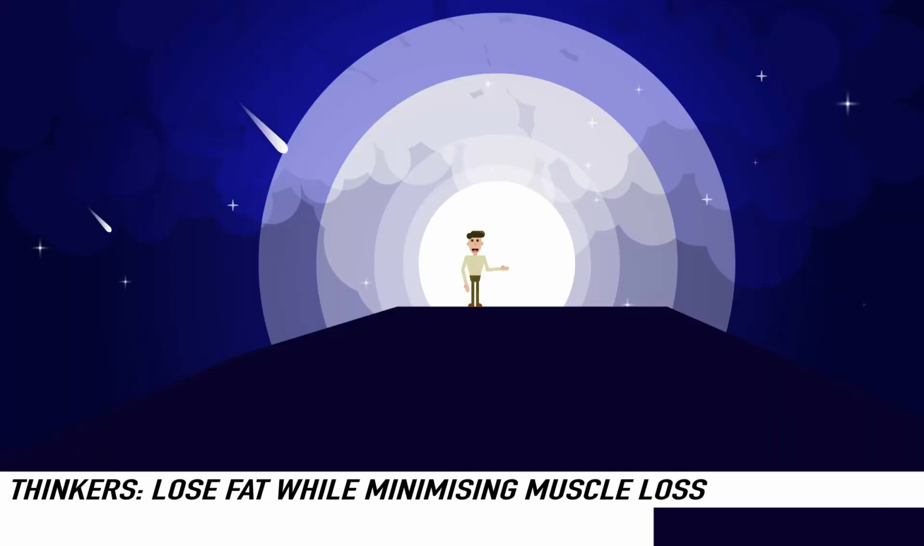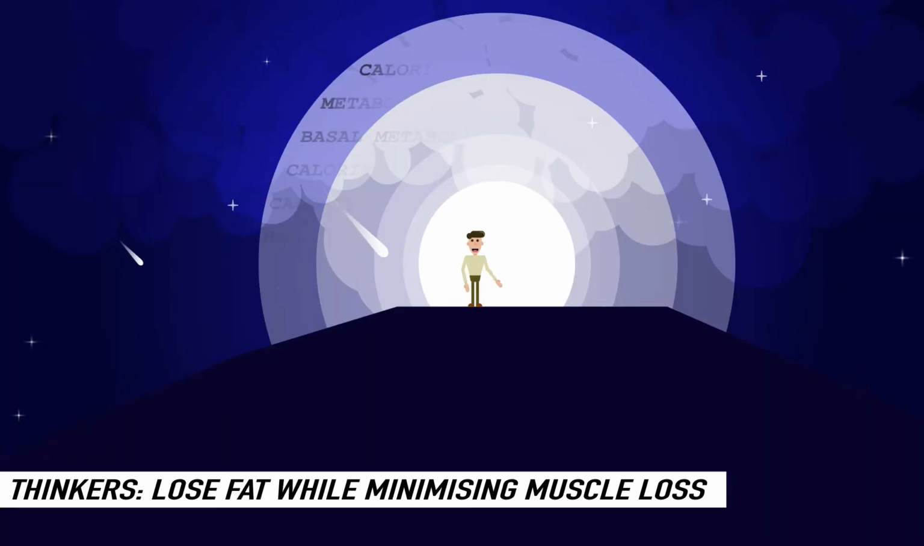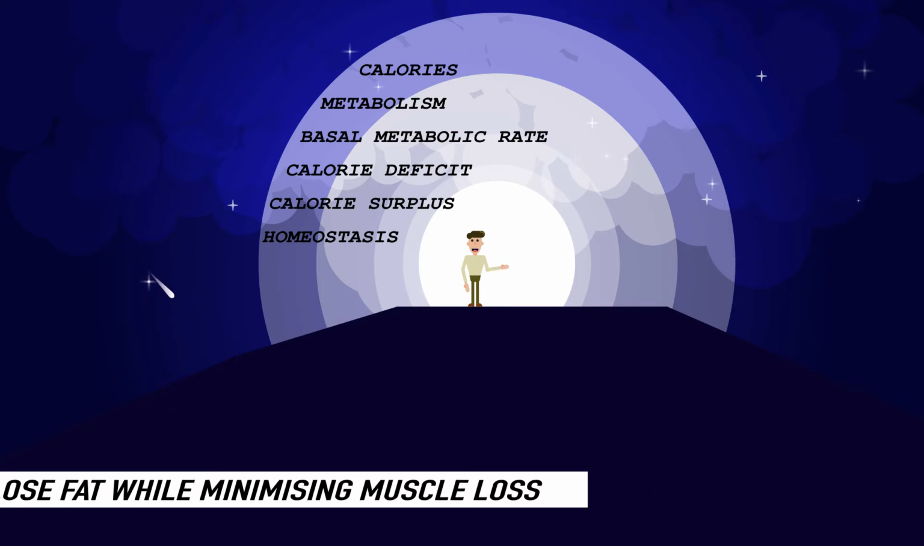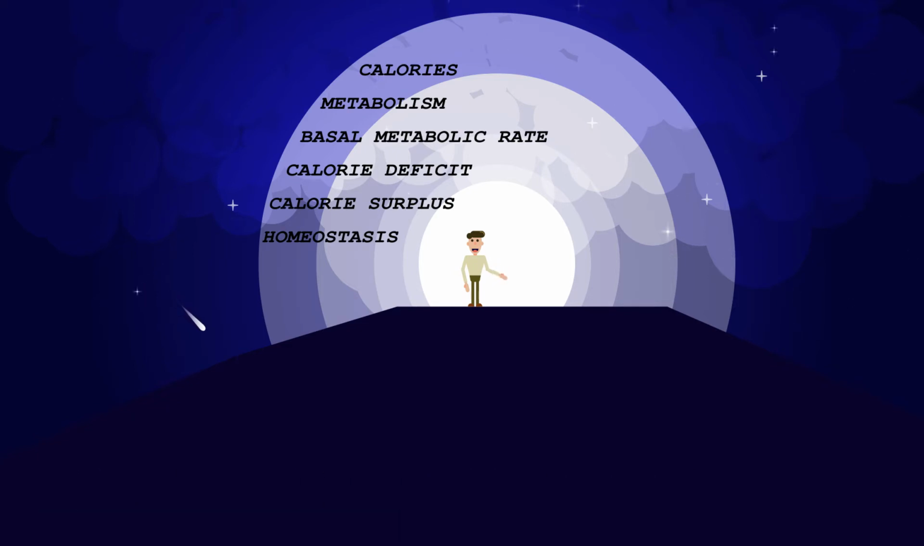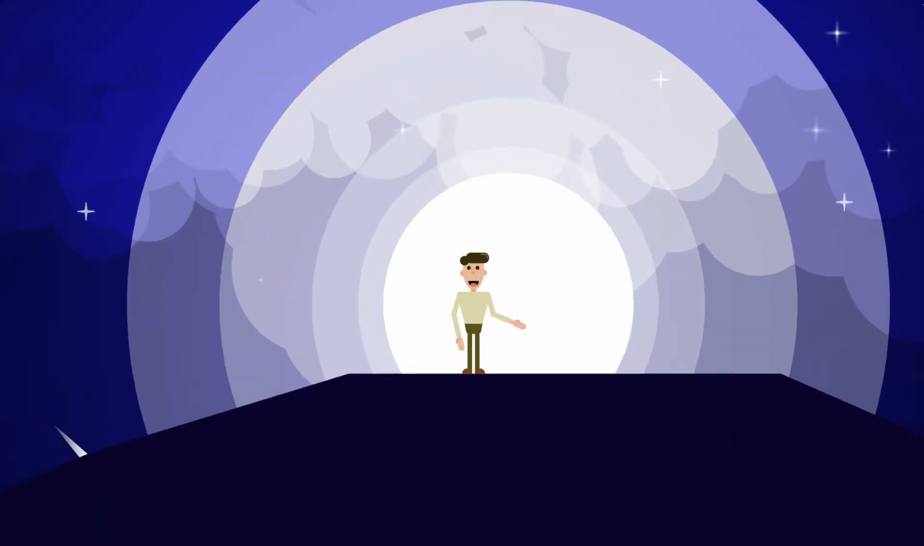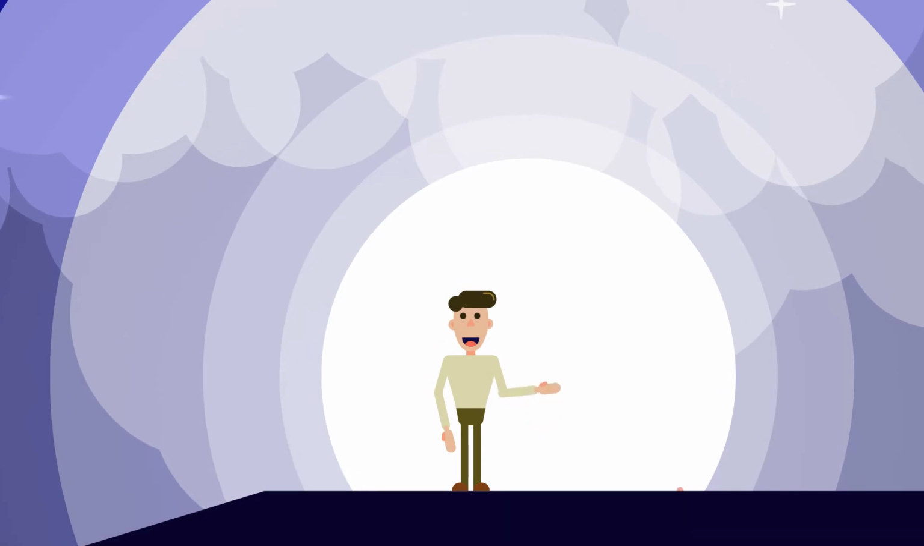In the previous video, we discussed how calories, metabolism, basal metabolic rate, calorie deficit, calorie surplus, and homeostasis are related to one another. Not to mention that those are also quite important elements to be aware of when it comes to losing fat.